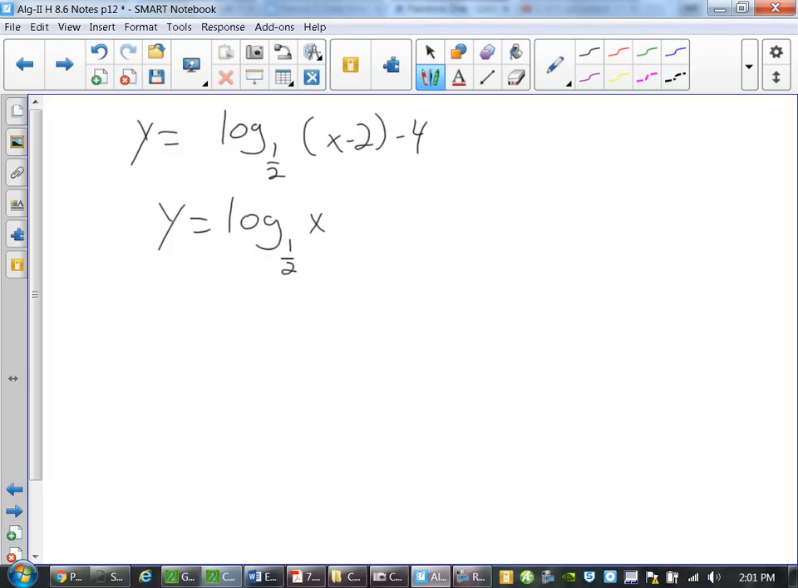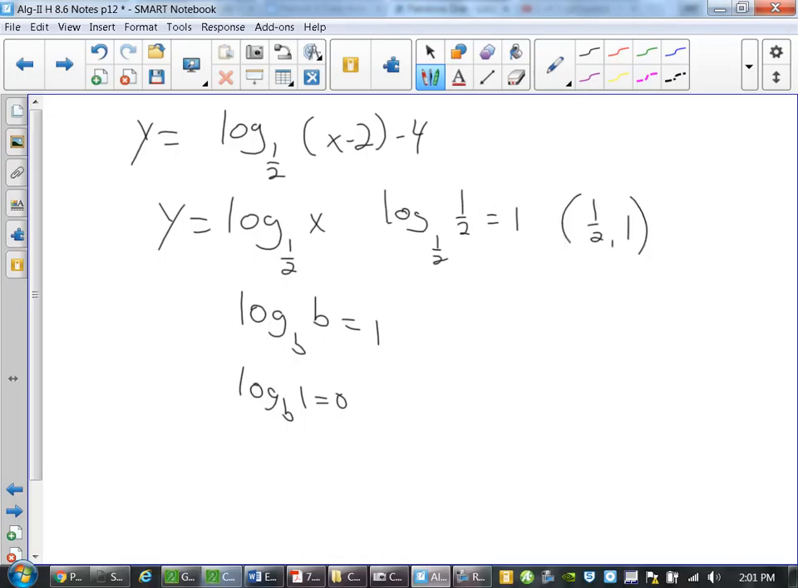So the properties that you have to worry about with logarithms is that log base b of b is 1, and log base b of 1 is 0. Those are the two ordered pairs you're always going to work with to set up the graphs. So I'm going to pick log base 1/2 of 1/2 to equal 1. There's my first ordered pair. And then the other one I'm going to do is log base 1/2 of 1 to be 0. There's my second ordered pair.